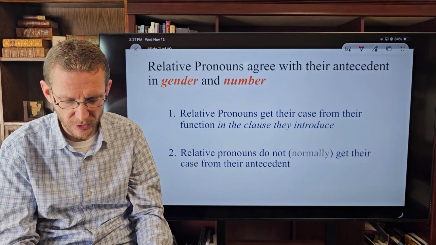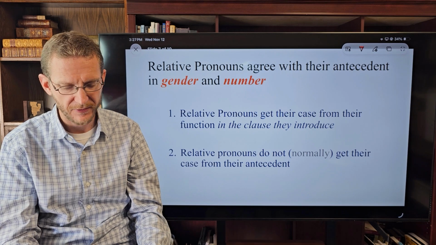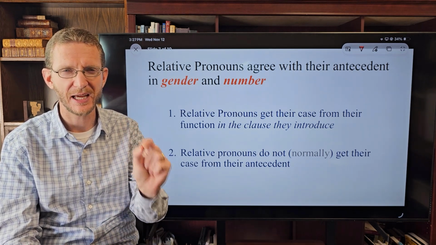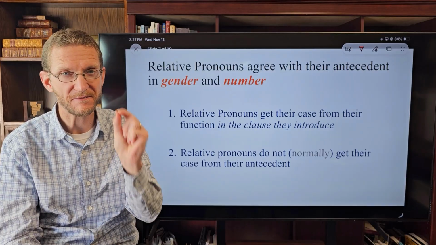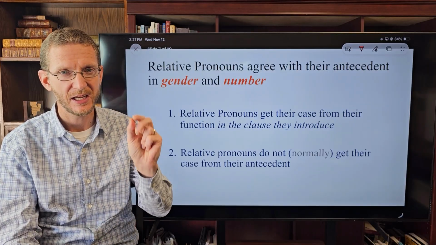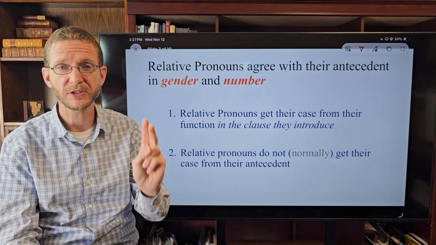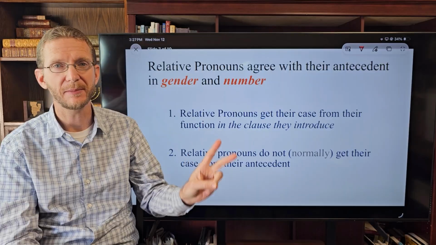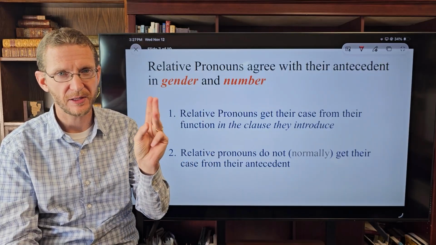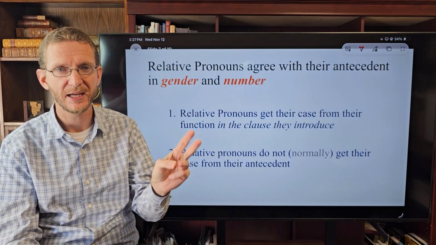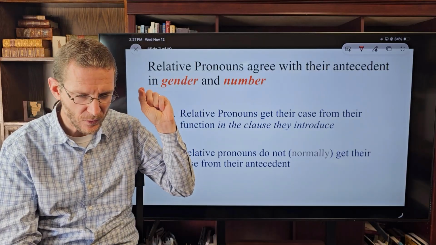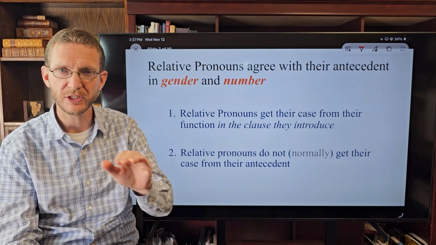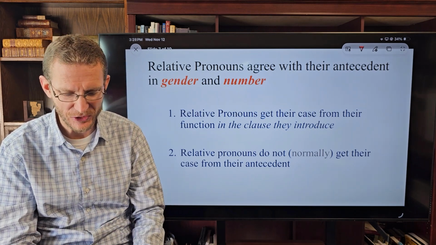Relative pronouns, number 2, do not normally get their case from their antecedent. So that's the rule that I'm trying to stick in the depths of your mind, right from the very first moment of hearing it. Relative pronouns agree with their antecedent in two ways. What is it? Gender and number. But their third element, which is case, doesn't come from its antecedent; it comes from its function in its own clause. We'll see more about this, but let's get it straight right from the get-go.